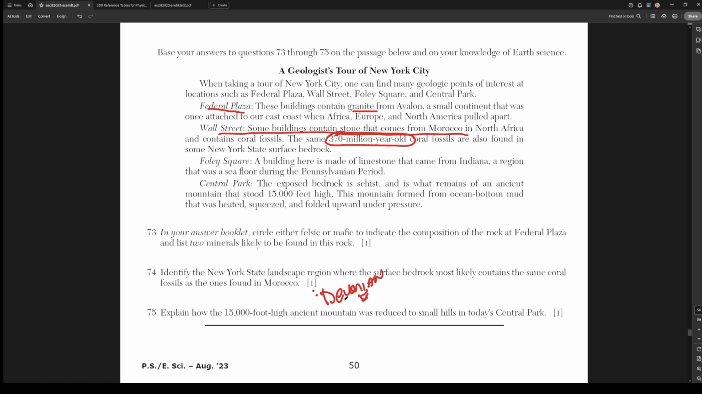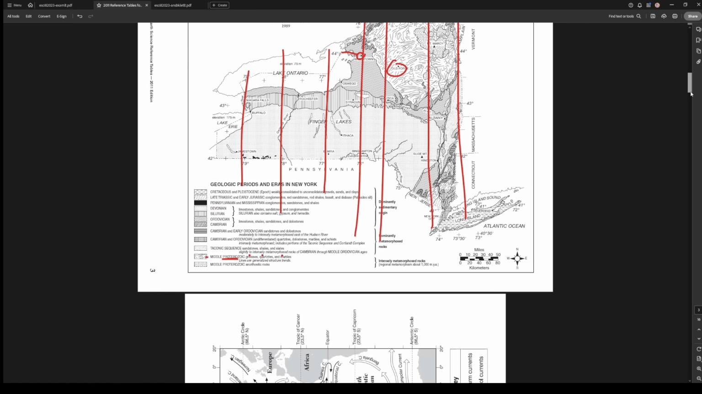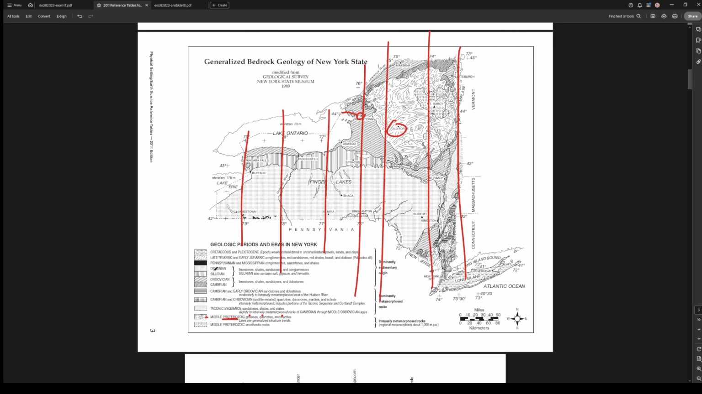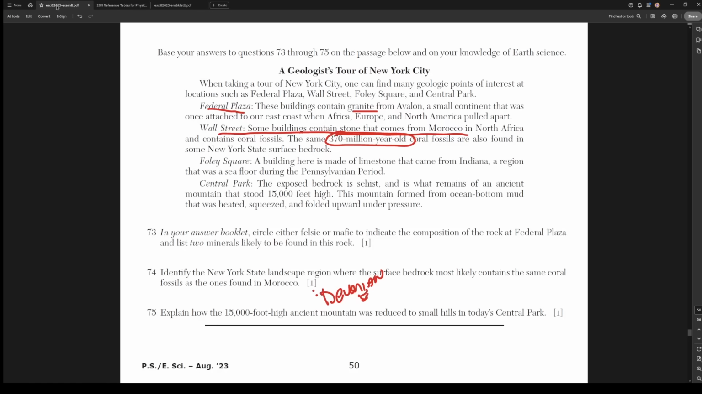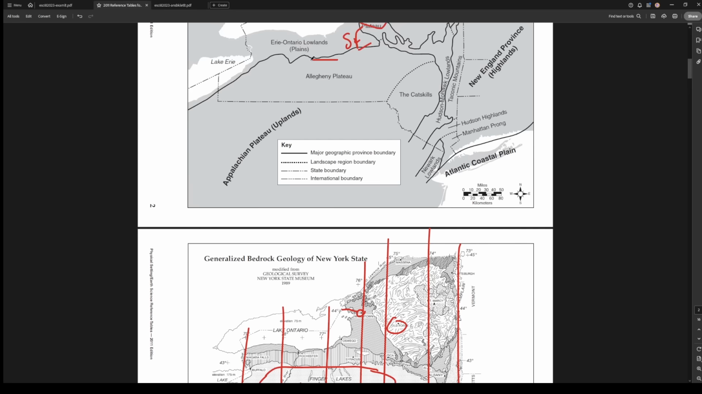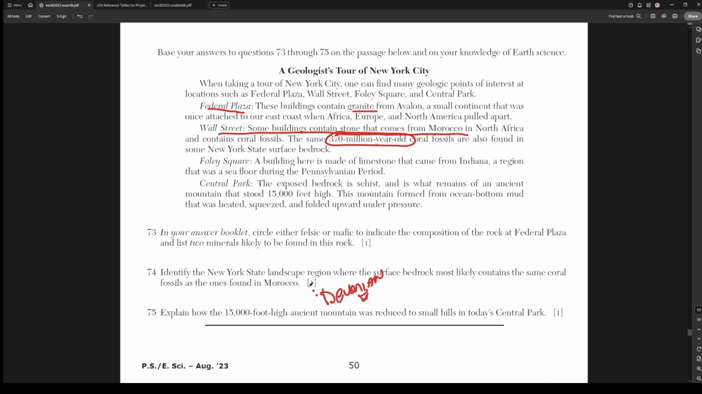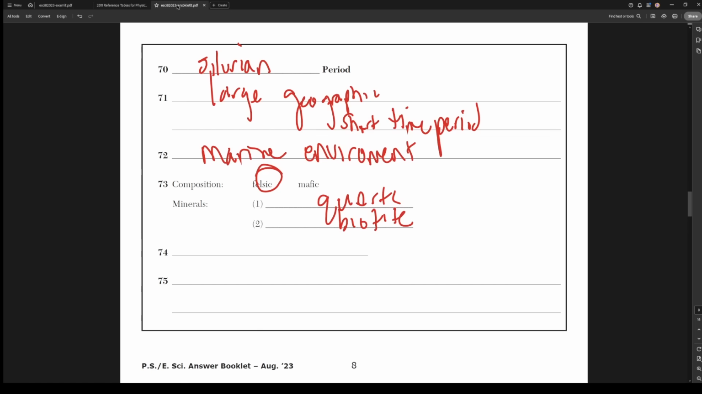We need a Devonian bedrock on page 3. This is the 3rd hard question. So then we would go here. Here's the dots. So this area here, right? And then they want a landscape region. Oh my gosh! So it's this. This is the hardest question on the test. Allegheny Plateau. That is the hardest question on the test. Those cruel, cruel, cruel people. Wow.